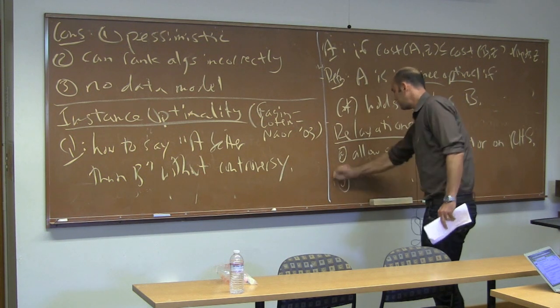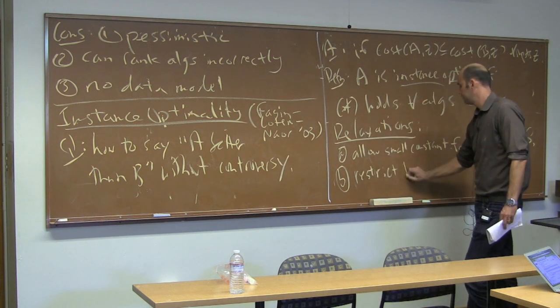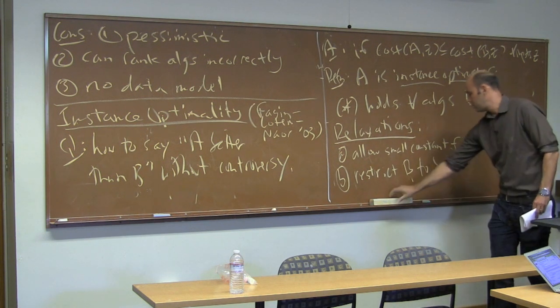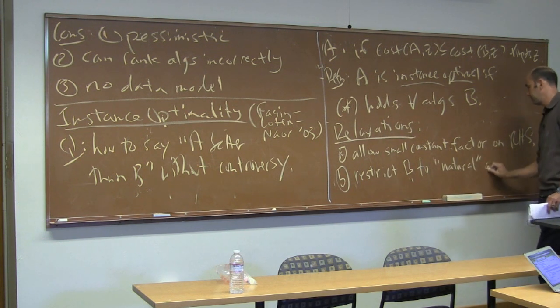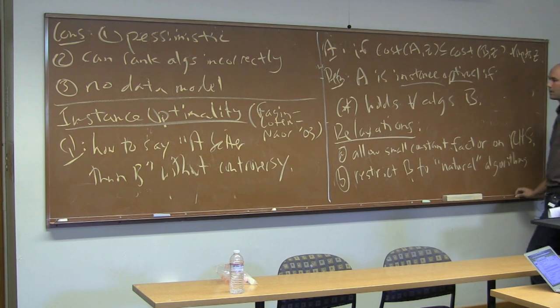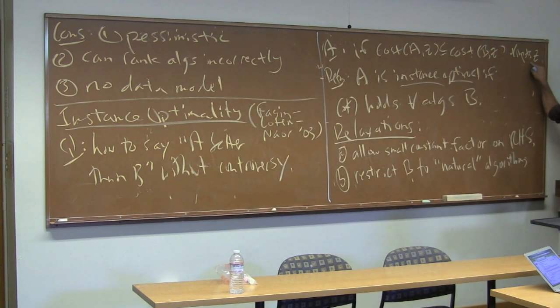The second thing is that we will restrict B to what I'm just going to call, informally, natural algorithms. Notice that in the definition of instance optimal, the way it's written, A should dominate every single algorithm B, no matter how crazy it is. The relaxed version says A should dominate every natural algorithm B. The definition of natural depends on the problem, but intuitively it's meant to disallow algorithms which in some sense have memorized the solution to Z. Those are the kind of algorithms that, for uninteresting reasons, make this guarantee impossible to achieve.